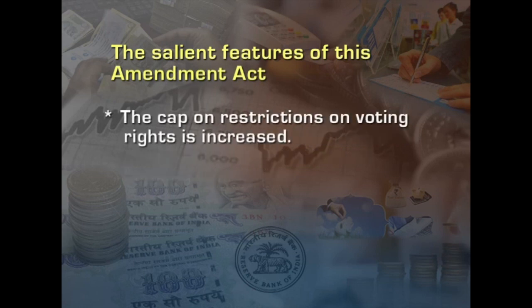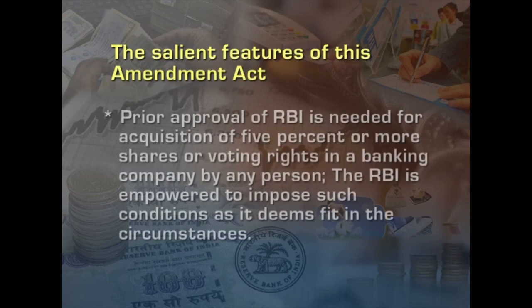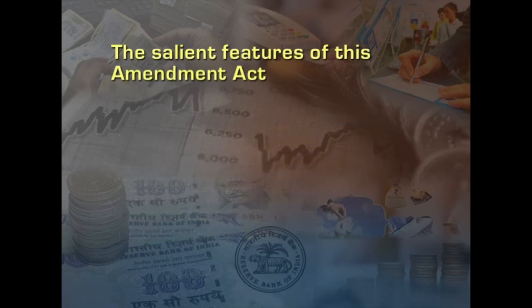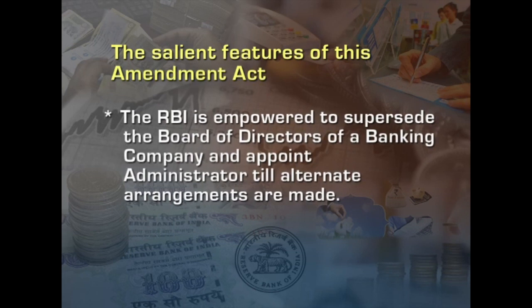The cap on restrictions on voting rights is increased. Prior approval of Reserve Bank of India is needed for acquisition of 5% or more shares or voting rights in a banking company by any person. The Reserve Bank of India is empowered to impose such conditions as it deems fit in the circumstances. The RBI is empowered to supersede the board of directors of a banking company and appoint administrator till alternate arrangements are made.